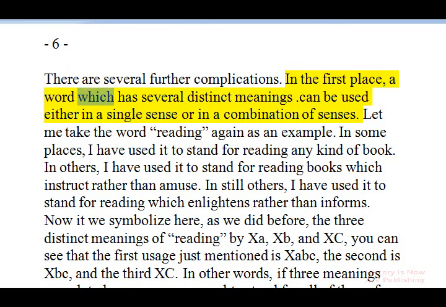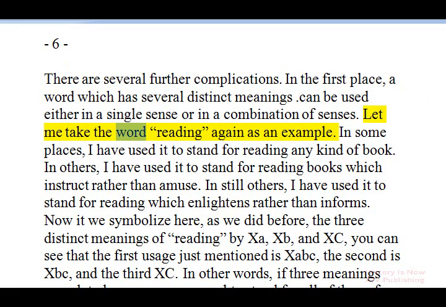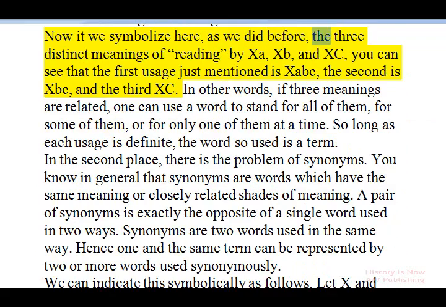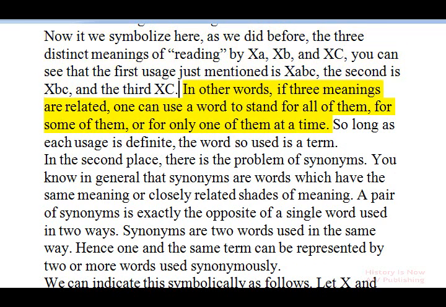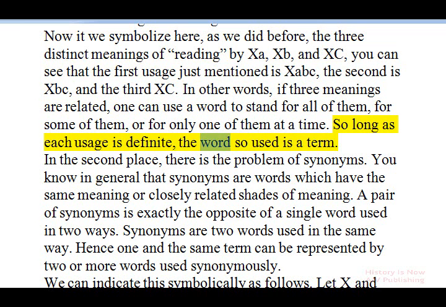In the first place, a word which has several distinct meanings can be used either in a single sense or in a combination of senses. Let me take the word reading again as an example. In some places, I have used it to stand for reading any kind of book. In others, I have used it to stand for reading books which instruct rather than amuse. In still others, I have used it to stand for reading which enlightens rather than informs. Now we symbolize here, as we did before, the three distinct meanings of reading by xa, xb, and xc. You can see that the first usage just mentioned is xabc, the second is xbc, and the third xc. In other words, if three meanings are related, one can use a word to stand for all of them, for some of them, or for only one of them at a time. So long as each usage is definite, the word so used is a term.